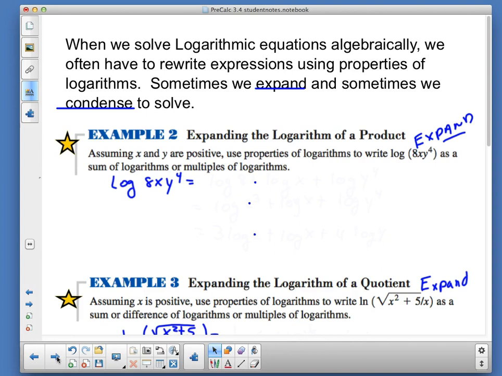Now, in example 2, I've got you expanding. Assuming x and y are positive, use properties of logarithms to write the log of the quantity 8xy to the fourth as a sum of logarithms or multiples of logarithms. So the first thing I've got going on here for myself, I could break this down a little bit, but I've got the log of 8 plus the log of x plus the log of y to the fourth. That's my first line: log of 8 plus log of x plus log of y to the fourth.